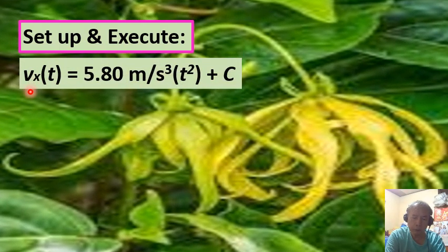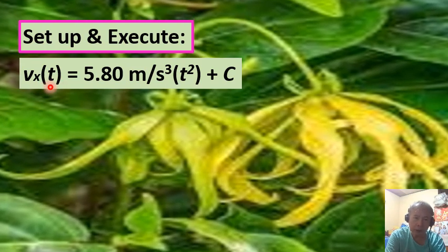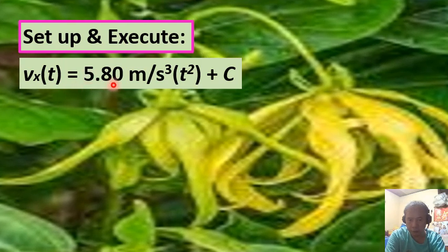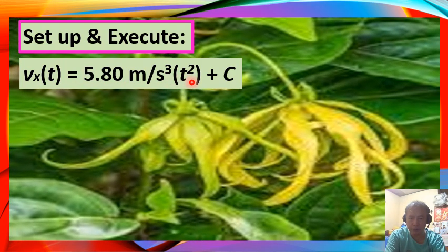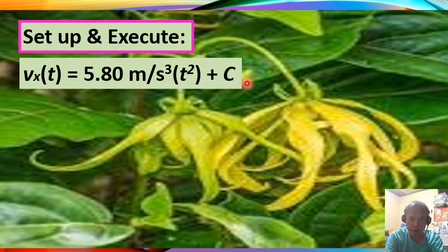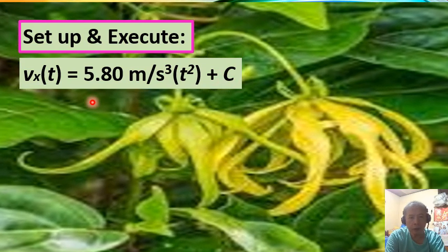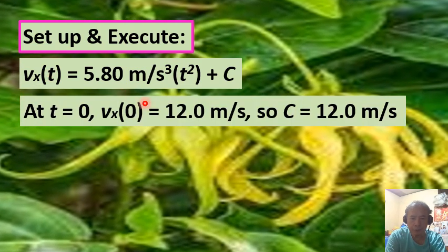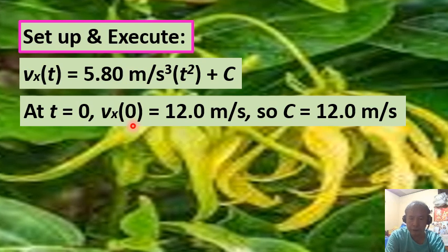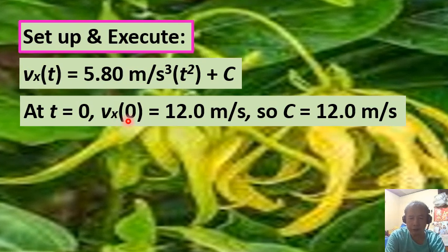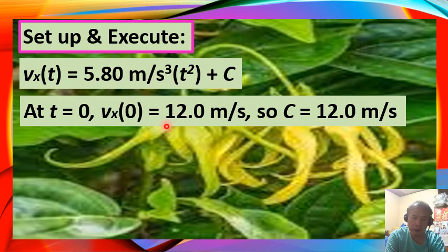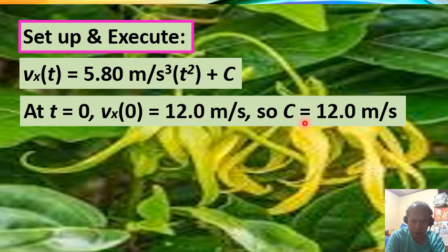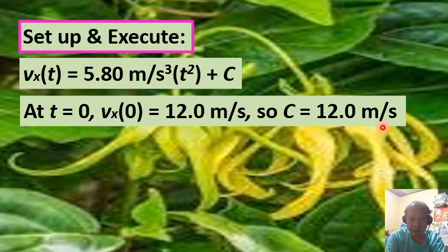So with our velocity as a function of time expression equals 5.80 meters per second cubed times t squared plus the constant capital C. At time equals 0, our value for the horizontal velocity equals 12.0 meters per second. So that means the constant capital C here is just equal to 12.0 meters per second.